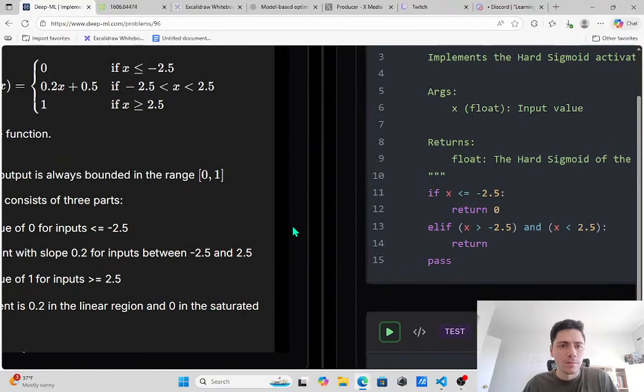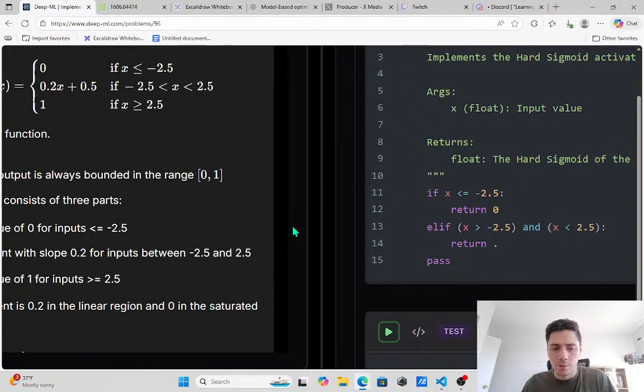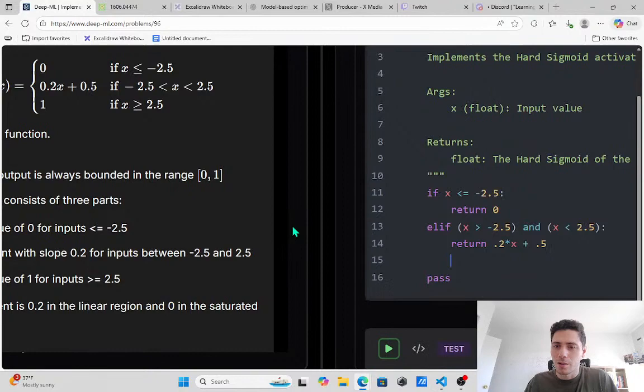Return 0.2 times x plus 0.5. I feel like a lot of people do this. I'm very lazy, so I just do 0.5, while they add the 0 in, like 0.5. I don't see this a lot for some reason. I feel like most people add the 0 in. I don't understand why though.